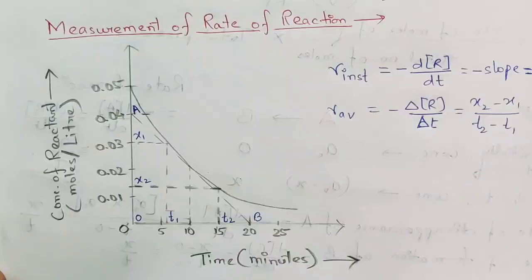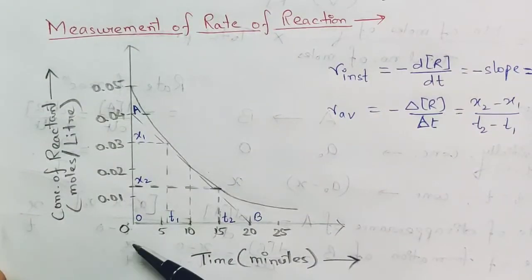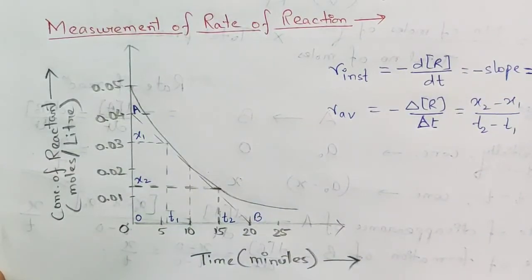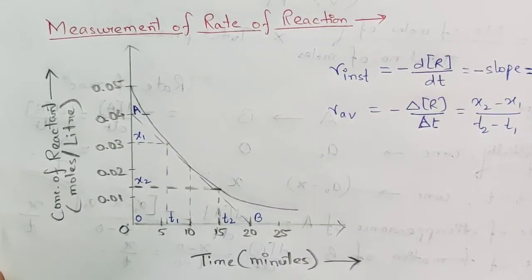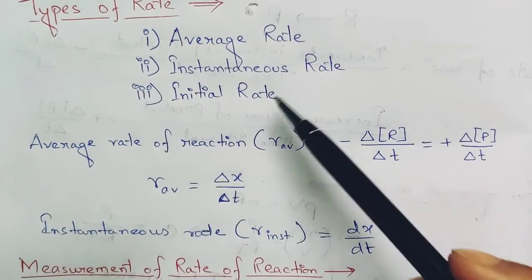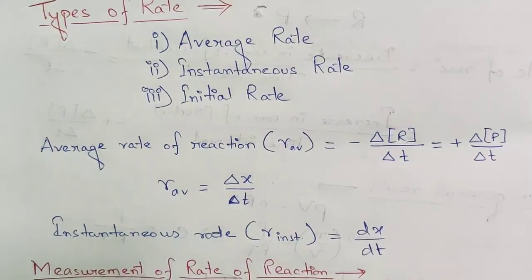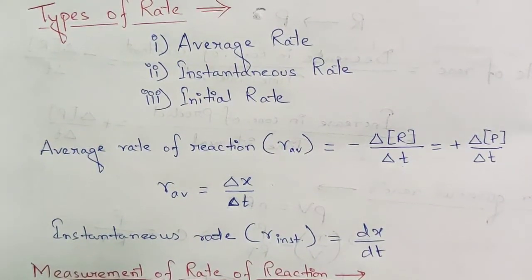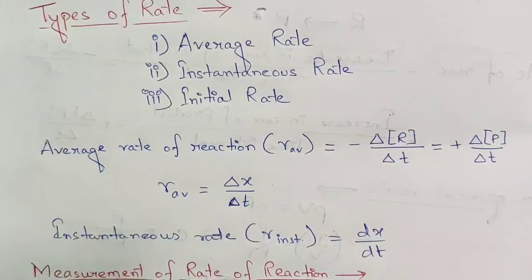Let me show you. So here you can see that with respect to the concentration of reactant at time t equal to 0, whatever the reactant concentration was there, the rate of reaction at that instant, that is at time t equal to 0, is the initial rate. Now about this initial rate we will discuss it later in detail. So for now just keep in mind what is the average rate and instantaneous rate. Now we will learn what are the factors that affect the rate of reaction.